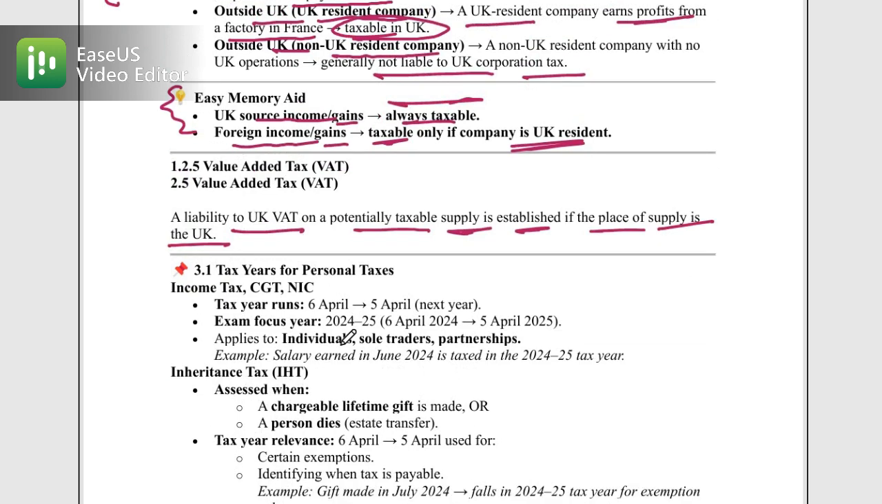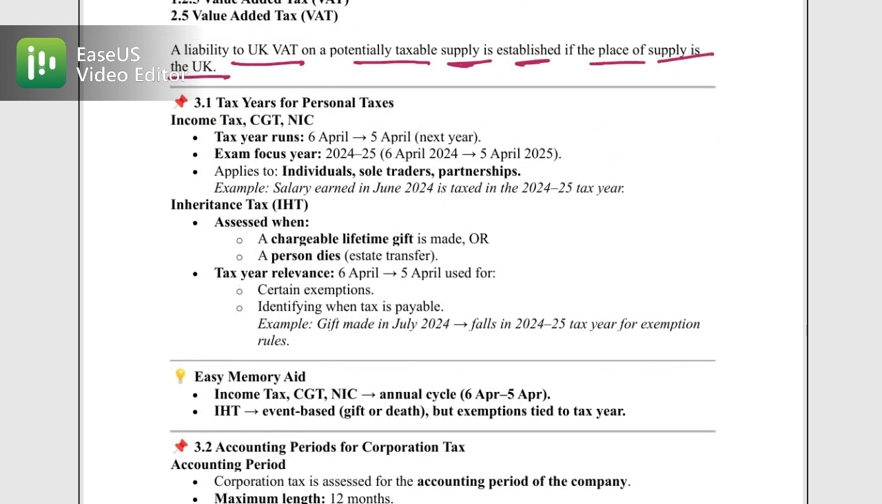Fine. This is all about the taxes we have discussed. Now let's see the tax year for personal taxes. Tax year for personal taxes: income tax, CGT and NIC. The tax year runs from 6th April to 5th April the next year. For example, 2024-25 means 6 April 2024 to 5 April 2025. This applies to individuals, sole traders and partnerships. Salary earned in June is taxed in that tax year.